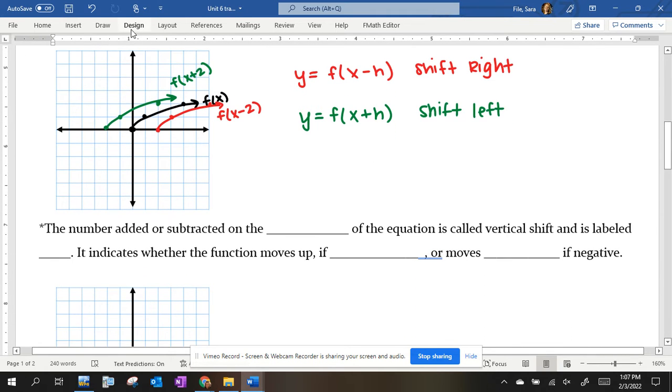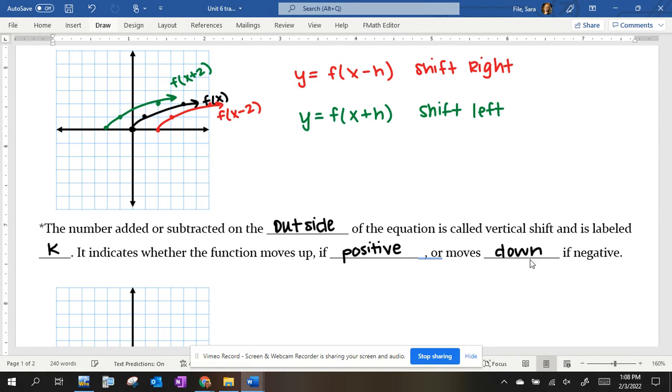Now, the next part of our equations that we need to look at is the number that's added or subtracted on the inside, or excuse me, that was the inside. So on the outside of the equation, that is our vertical shift, and we use a k to represent that. The k value indicates whether the function moves up, if positive, or if it's added, or if it moves down, if it's negative, if it's being subtracted.